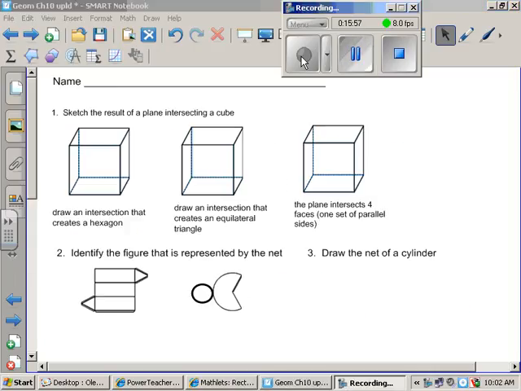And so that's it for three-dimensional drawing. I know it's going to take some practice, so don't panic, but we just got to roll up our sleeves just like cubes. But what I'd like you to do now on a separate sheet of paper to turn in tomorrow, can you please answer these 3 questions? Sketch a hexagon, an equilateral triangle, and then a plane that intersects 4 faces that only 2 parallel sides. Then identify the figure that's represented by these 2 nets individually, and then draw the net of a cylinder. All right? Good luck.